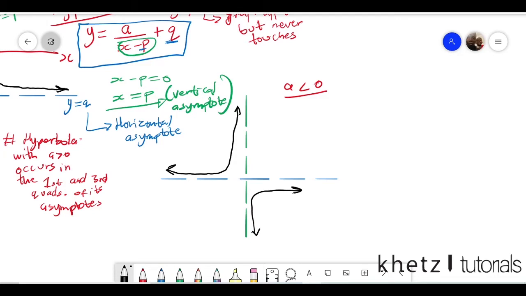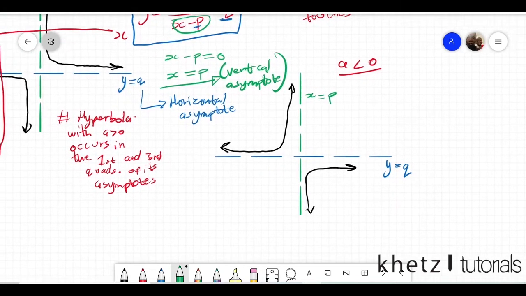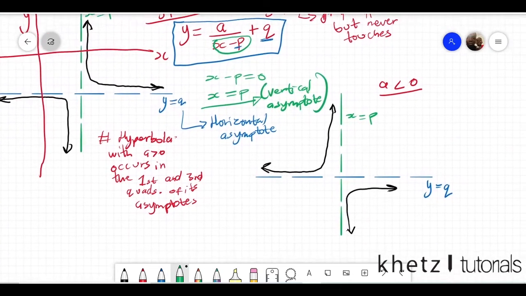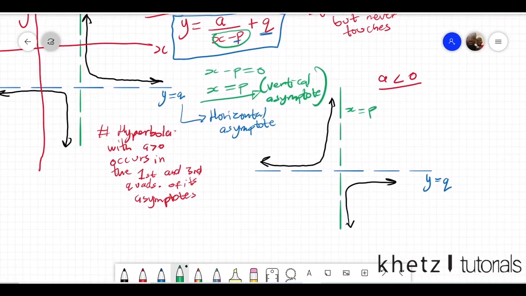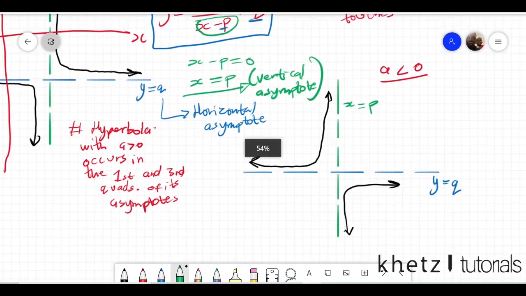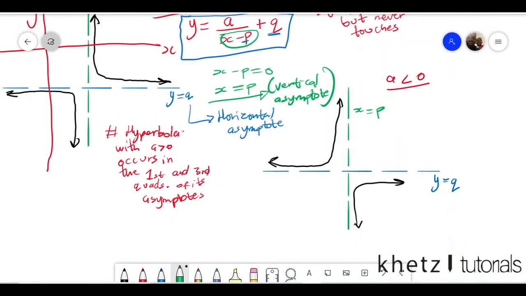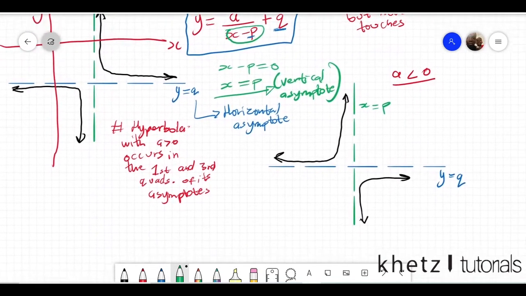Right? So that is for the case where your a is less than 0. And just as in the previous case, y equals q is one of the asymptotes, and x equals p is another asymptote. So now let's move on to the axis of symmetry, which basically describes how you can find the half point of this division which the asymptotes made.